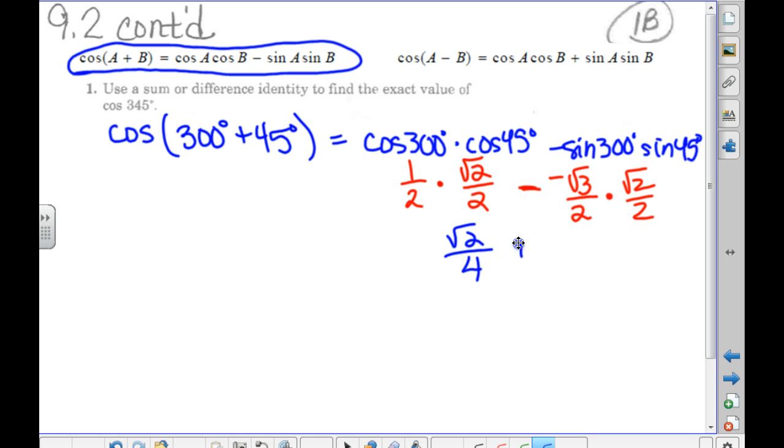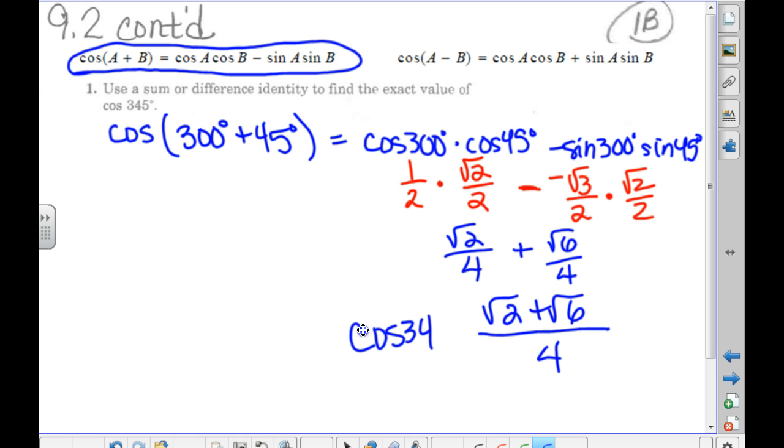Minus a negative, we can make plus positive. Can we multiply those together? Yeah, it's square root of 6 over 4, right? Because we're not canceling anything, we're just multiplying. When we multiply fractions, we have to multiply the denominators. We don't get to just keep the denominator. So the actual answer in exact form for the cosine of 345 is the square root of 2 plus the square root of 6, all divided by 4.